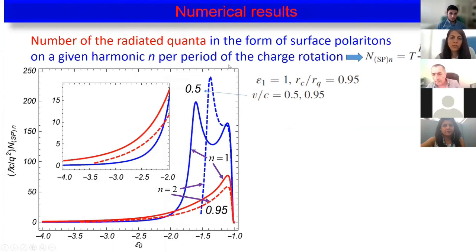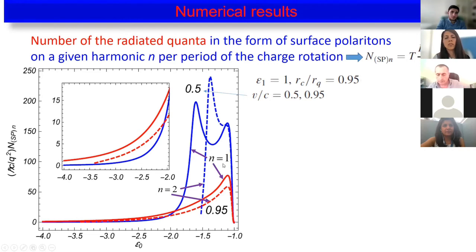Here I have taken vacuum as the exterior medium, epsilon 1 is 1. This R_C is the radius of the cylinder, and R_Q is the radius of the charge orbit. We have evaluated this number of radiated surface polaritons for two cases of velocity. The first one is V over C equal to 0.5, and the second one is 0.95. And here the full curves correspond to the radiation on the harmonic n equal to 1.